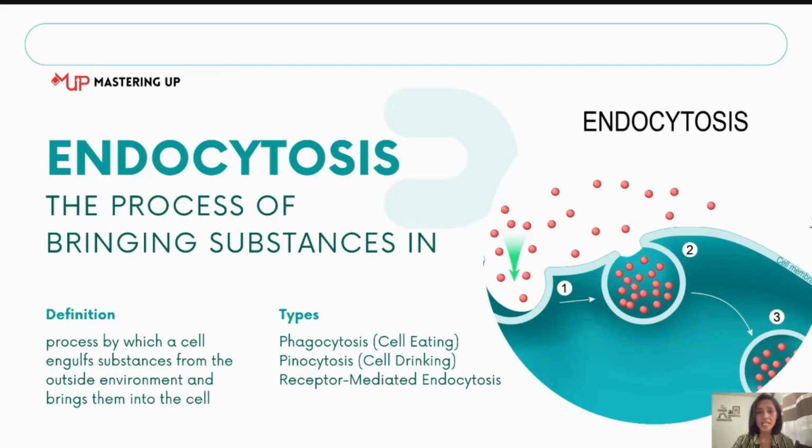We'll first discuss endocytosis, which is the process of bringing substances in. Endocytosis is the process by which cells engulf large molecules or particles by forming vesicles from the plasma membrane. It allows the cell to take in materials that are too large to pass through the membrane by diffusion. Types of endocytosis include phagocytosis, or cell eating, pinocytosis, which is also called cell drinking, and receptor-mediated endocytosis.